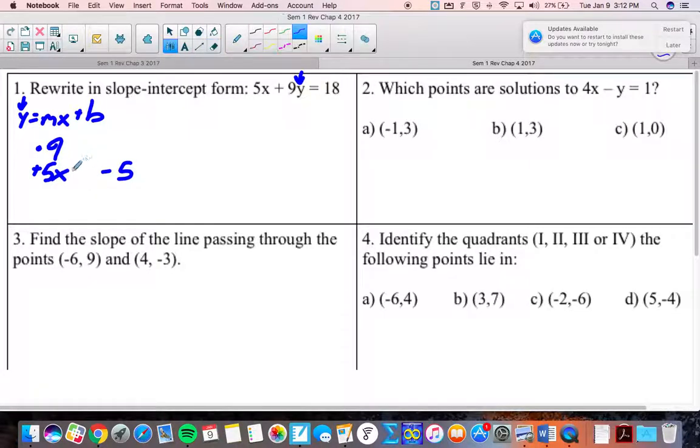So we undo adding 5x by subtracting 5x. We undo adding 5x by subtracting 5x. So on the left, we're left with 9y.